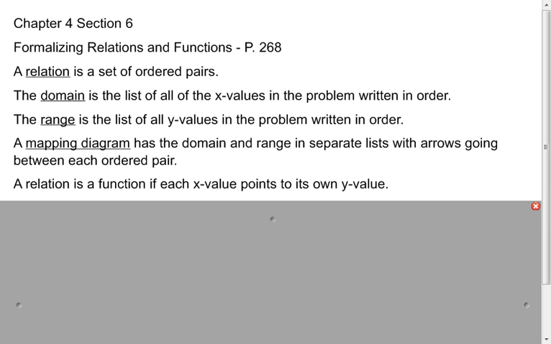A relation would be called a function if each x value points to its own y value. We mentioned whether or not something is a function earlier in the chapter. This is the same idea. If you draw lines from x's to y's, as long as you have each x going to its own y, then that means that it's a function.